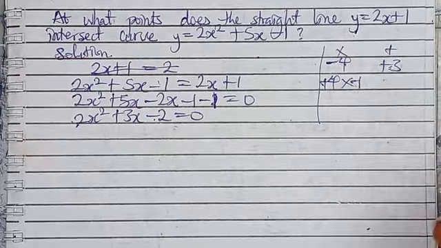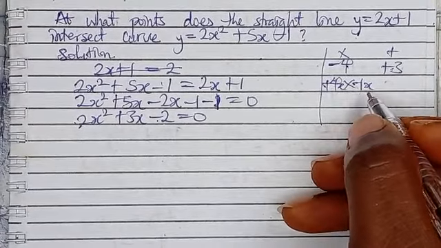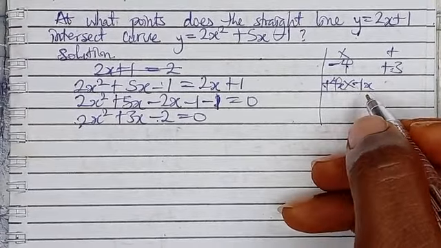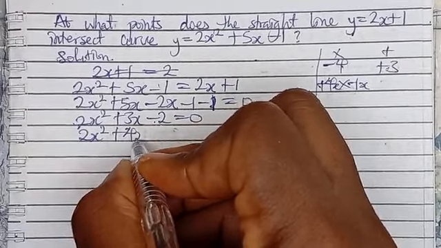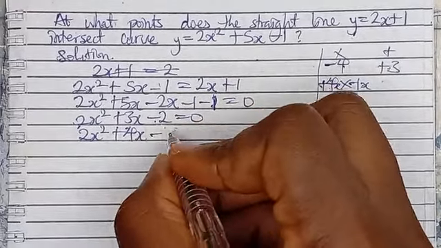So we come here. We don't just substitute like that. The coefficient of x squared is no longer 1. It is more than 1. So what we are going to do is replace this middle term plus 3x with plus 4x and minus 1x. So we have 2x squared plus 4x minus 1x, or just minus x, minus 2 equal to 0.